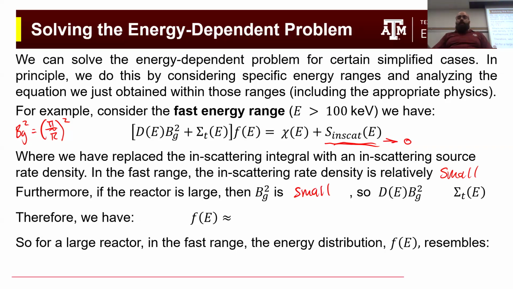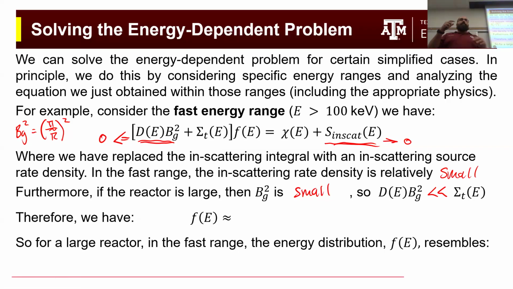And if B_g squared is small, then if I think about this quantity right here, where I've got D times B_g squared, and I've got this sigma_T term, this quantity is also going to basically go to zero. If B_g squared is small and I'm multiplying some number by that small number, it's still going to be a small number. Especially, compared to sigma_T, the sigma_T of E is going to be much greater than D times B_g squared. And if that is the case, then the D B_g squared term is negligible.